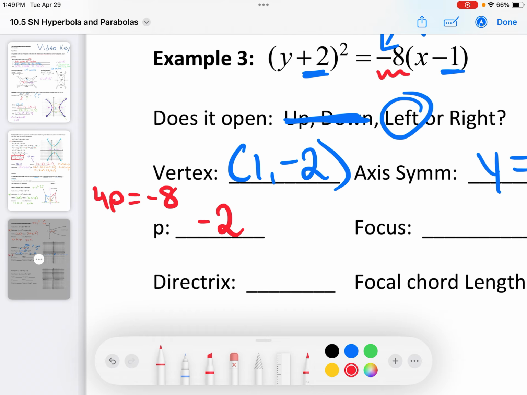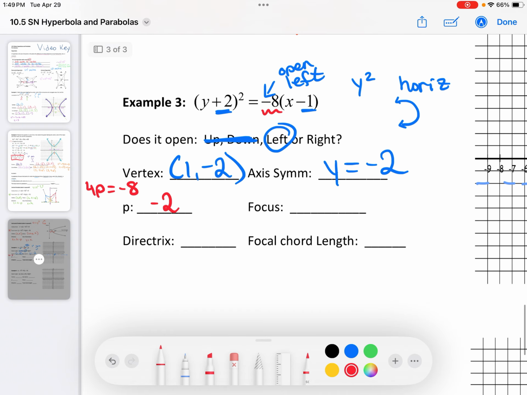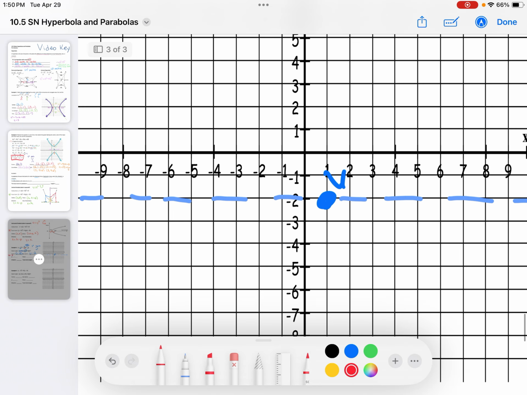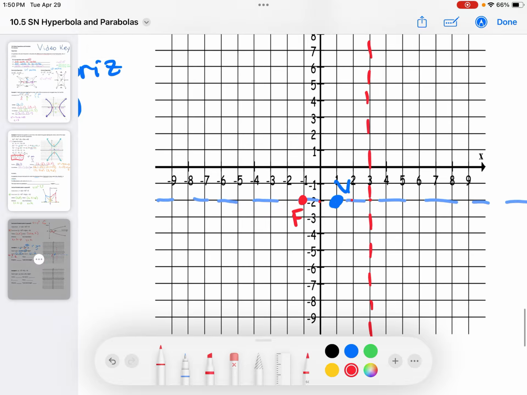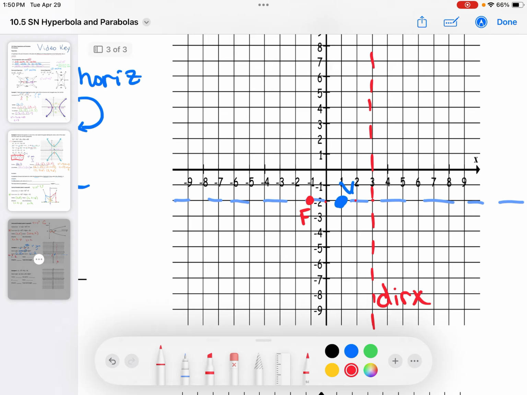What that means is that the focus and directrix are negative 2 units away from the vertex. Now, that negative 2 feels weird, but it's okay. It just means it opens left. So that focus is 2 units to the left. That directrix is 2 units to the right, and that directrix is a vertical line. DIRX is a good way to abbreviate directrix.